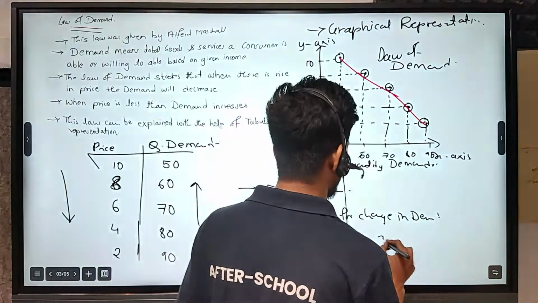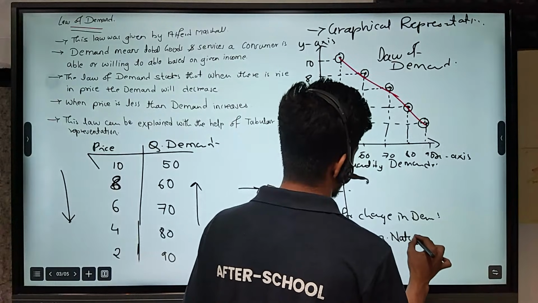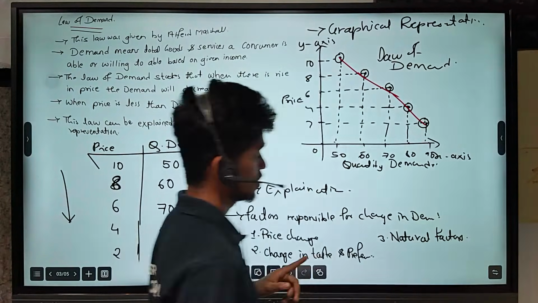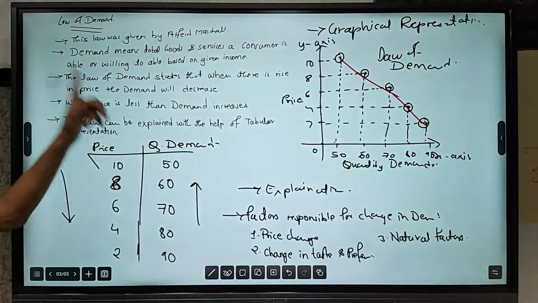Then the third point you can write is natural calamities. Some natural factors may change demand. Okay, you need to remember this part. This part you all can write.